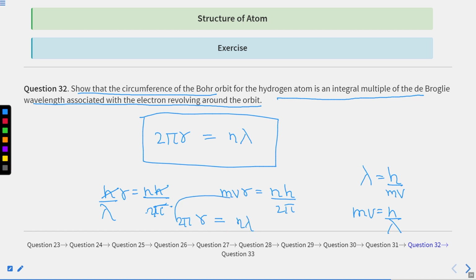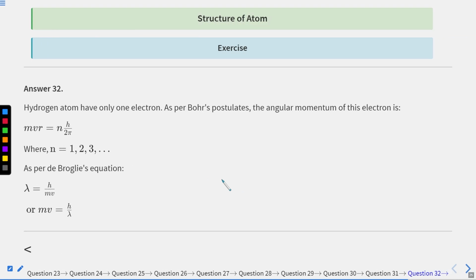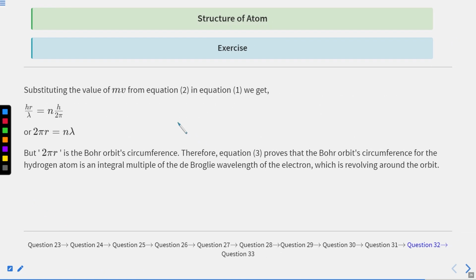So it is proved. This is the statement that is being made here. You can see very clearly mvr is equal to nh by 2 pi. This is according to Bohr's postulate, and lambda is equal to h by mv. This is from the de Broglie equation. We will take out the value of mv, put it here, and finally we will get n lambda. Now since 2 pi r is the circumference, we get 2 pi r is equal to n lambda. Clear?